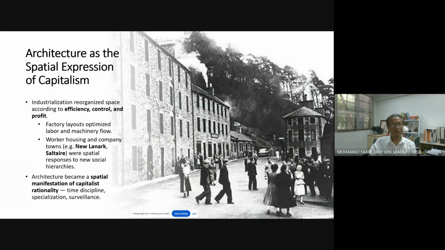But then again, something happened in the social realm. Factories require efficiency, control, and profit, so factory layouts optimize labor and machinery flow. Similarly, they needed new houses for these people, so they used the same mentality. The spaces needed to be streamlined, uniform, and easy to replicate. So a new type of housing came out of the Industrial Revolution. Architecture responded by designing these houses with capitalist rationality. And at that time, the bosses were very particular about discipline and specialization, and they wanted to see their workers do their job. Those are the new culture of work after the Industrial Revolution.